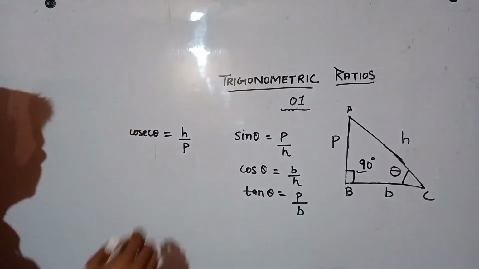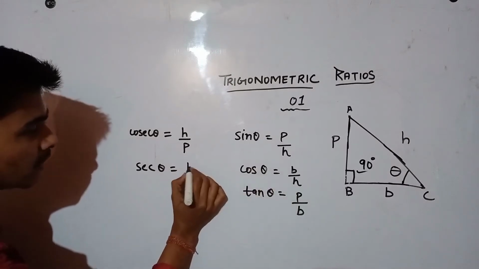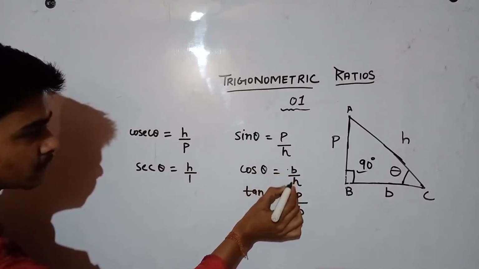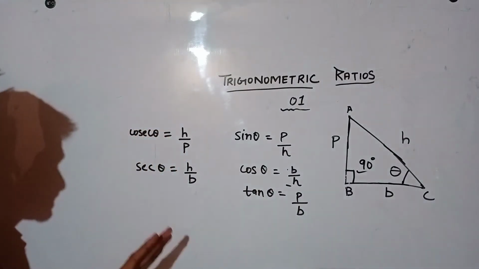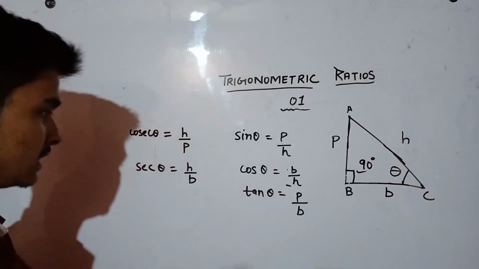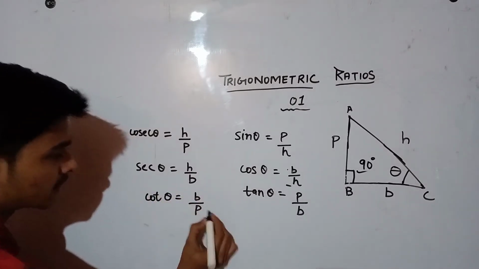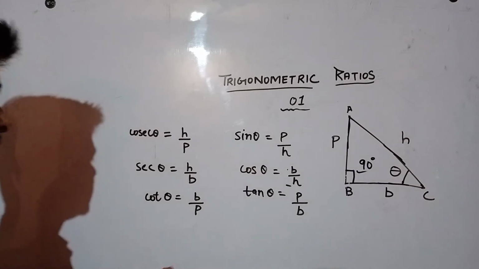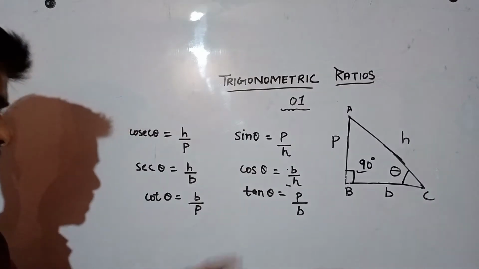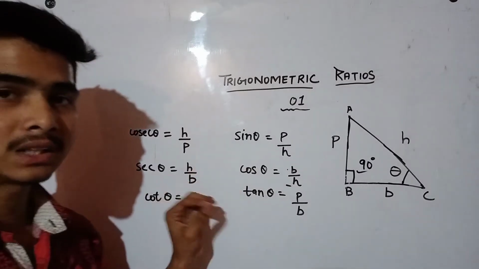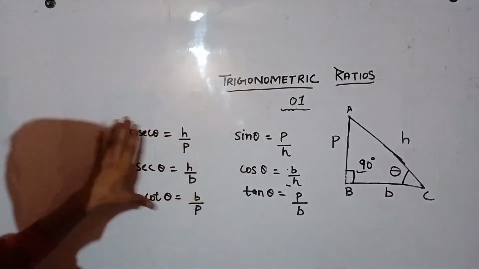Similarly, the reciprocal of cos theta is secant theta or sec theta. If cos theta is base upon hypotenuse, sec theta will be hypotenuse divided by base. And similarly, the reciprocal of tan theta is cot theta. So cot theta is equal to base upon perpendicular, and that's it. This is going to be very easy if you learn it in this manner; you can take it as a trick. Sin theta, cos theta, and tan theta are the main ones, and cosecant theta, secant theta, and cot theta are just the opposite of these three.